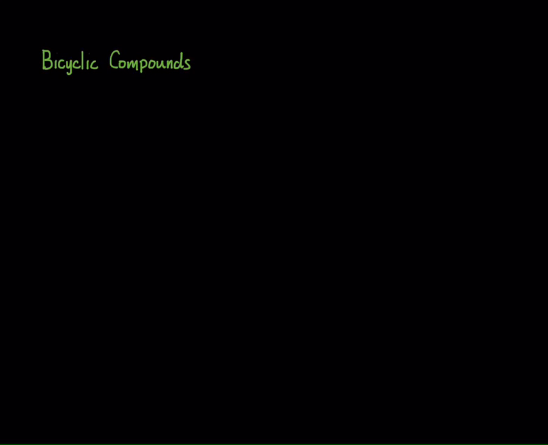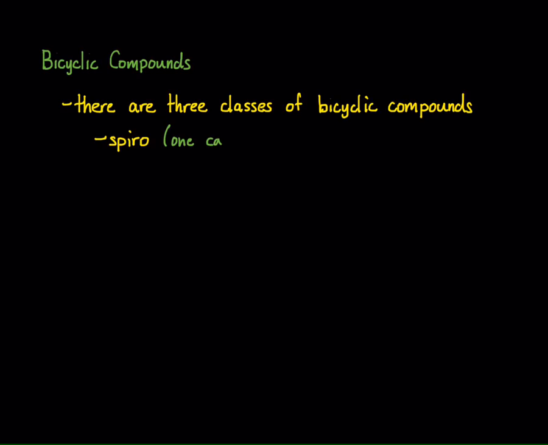In this video, we're now going to talk about bicyclic compounds. And there are three main classes of bicyclic compounds, although you could say there's really only two of them, and I'll talk about why that is in just a little minute. The first one is a Spiro compound, and that's one in which you have two rings that share one carbon.